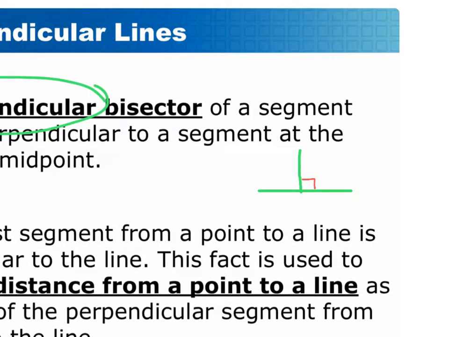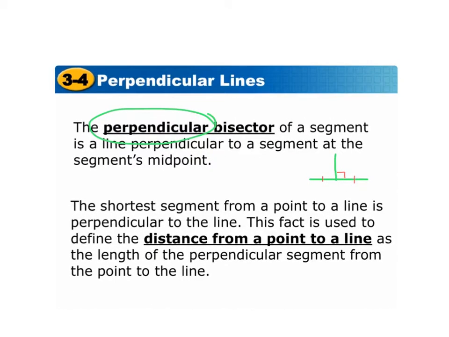And bisector, what does the word bisector mean? Cuts in half. So the left side would be equal to the right side. So that's what a perpendicular bisector is.